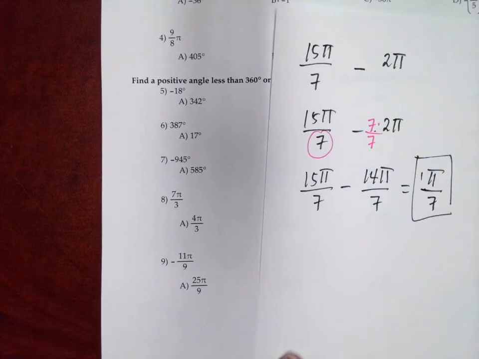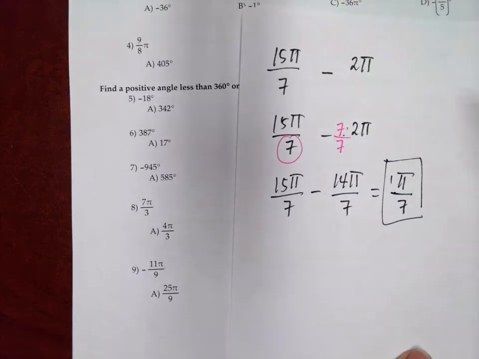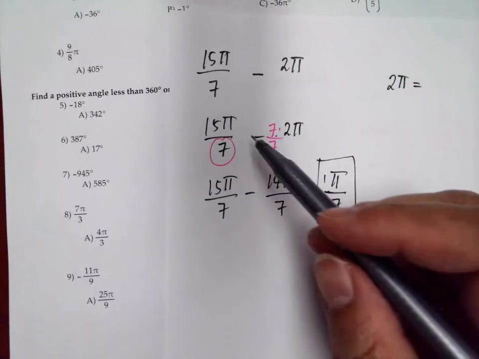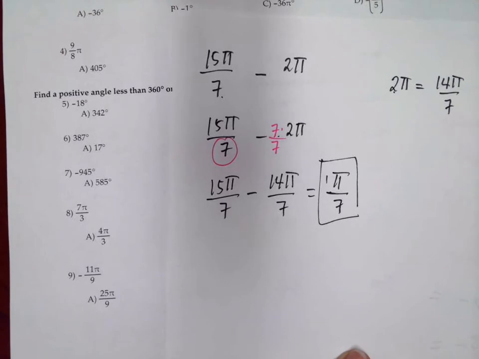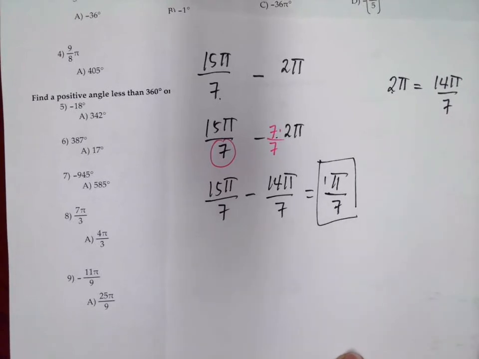It's less than 2 pi. How do you know it's less than 2 pi? So what you need to do, the 2 pi will be equal to whatever the denominator, multiplied by 2. So this is 14 pi over 7. So if it is less than 14 pi over 7, that will be less than 2 pi.